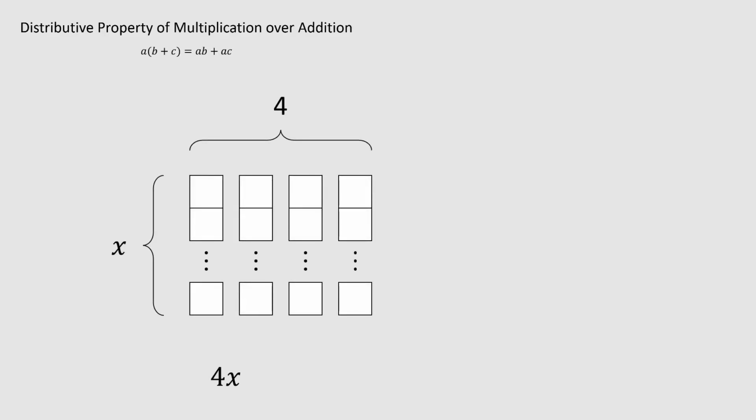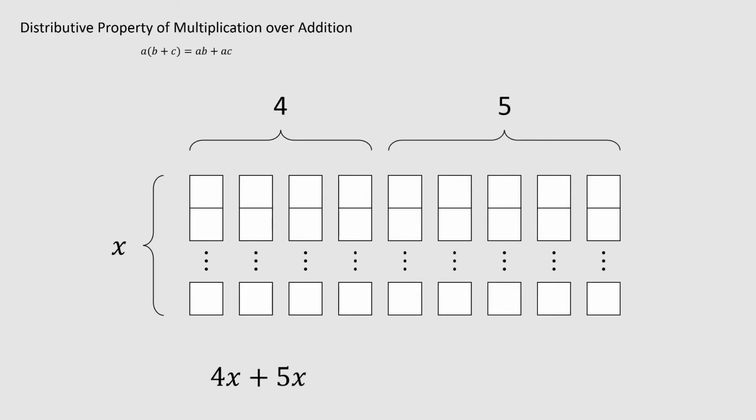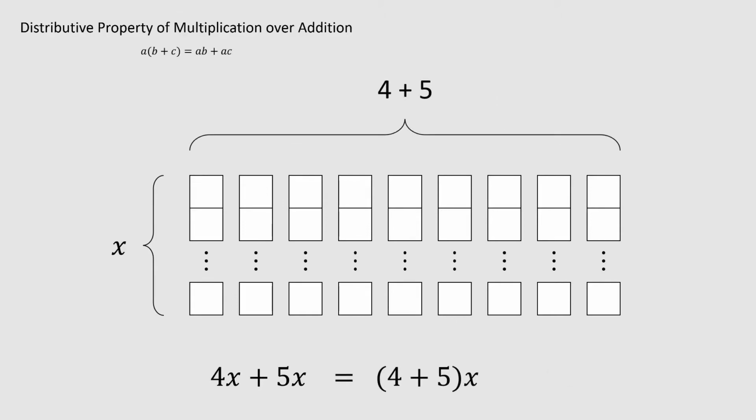We can also apply the distributive property in reverse, which is called factoring. Let's say we have four groups of some unknown number x, and we're adding five groups of x. We know that in total, we have 4 plus 5 groups of x. This is sometimes also referred to as combining like terms, particularly in situations like this, where a variable is being factored out, leaving behind a constant.